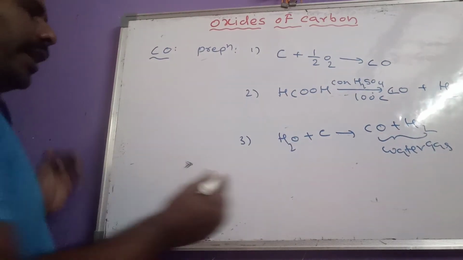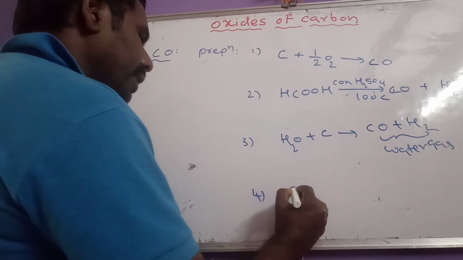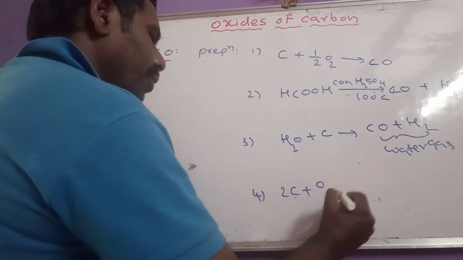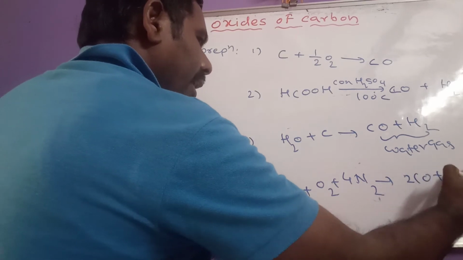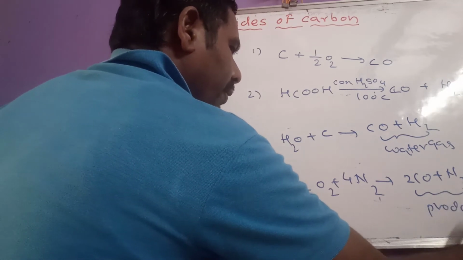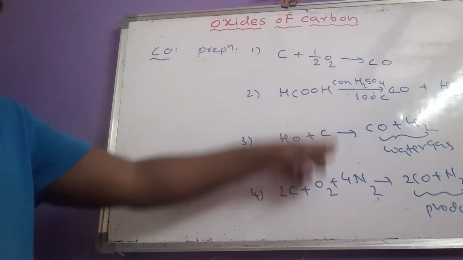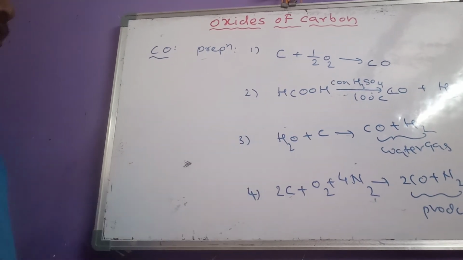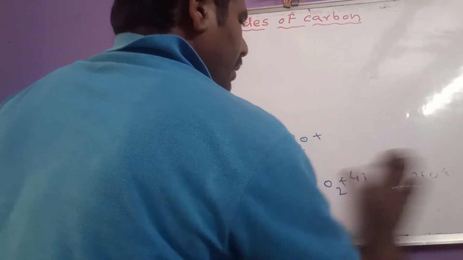Okay, like that we can get CO. Now instead of steam, if we use air, when air is passed over red hot coke, we get a CO plus N2 mixture. This is known as producer gas. A mixture of CO plus N2 is known as producer gas. So any of these methods is used for the preparation of carbon monoxide.